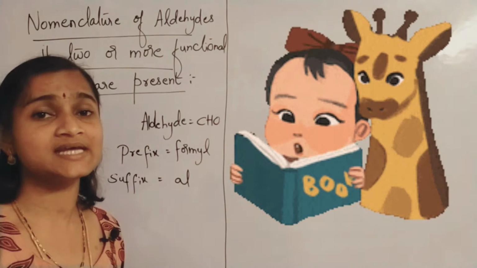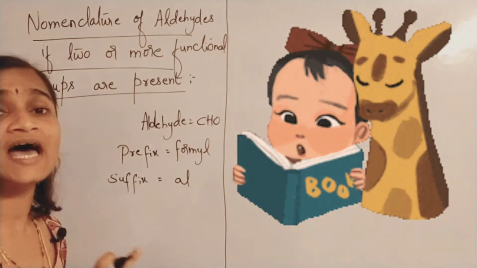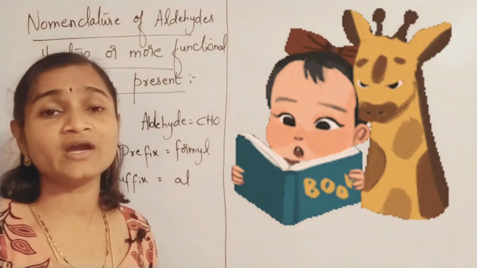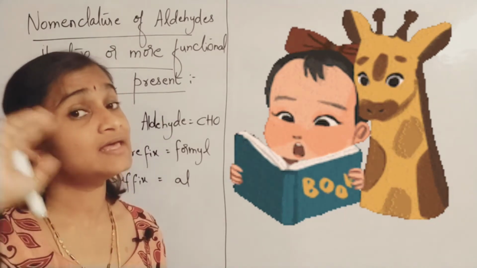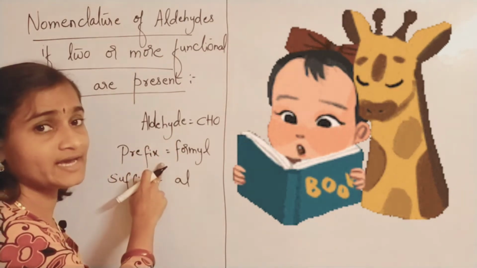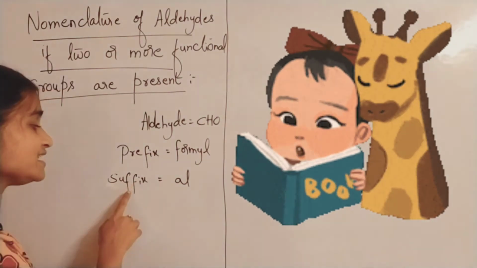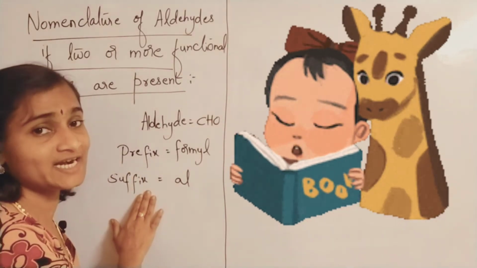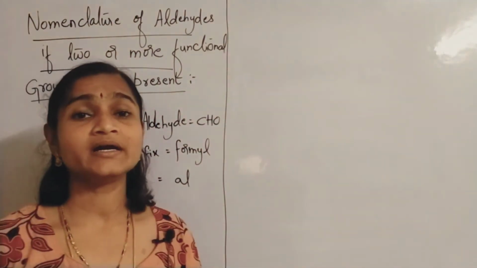Please try to understand carefully when to use prefix and when to use suffix. If aldehyde is present as a less priority functional group and a more priority functional group is present in the compound, then the more priority functional group is given its own suffix, and in such a case you give the prefix formyl for the aldehyde. If aldehyde itself is the main functional group, then you give the suffix al. Let us see different worked out examples.